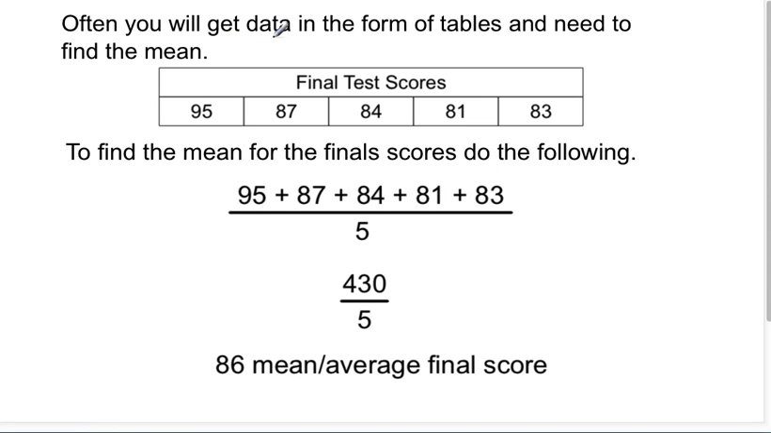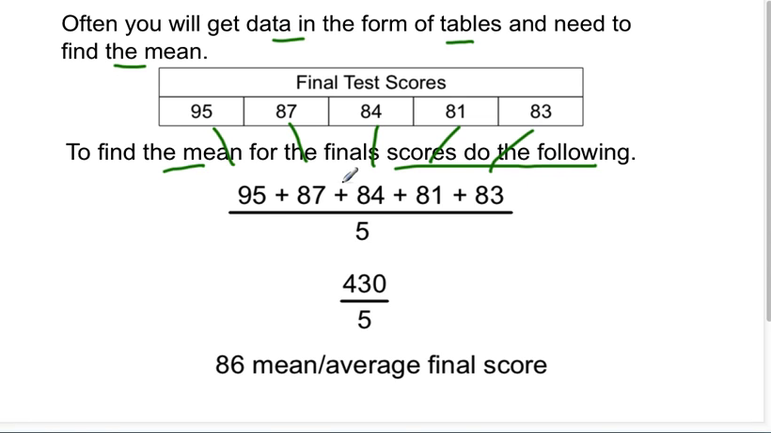Often you will get data in the form of tables and need to find the mean. So in other words, you might get a table that says final test scores. And you'd have to say, okay, well, we have final test scores 95, 87, 84, 81, and 83. And then you might be asked to find the mean for the final scores. And so you would do the following. You would take each score and add all of those scores up and you would get a total.